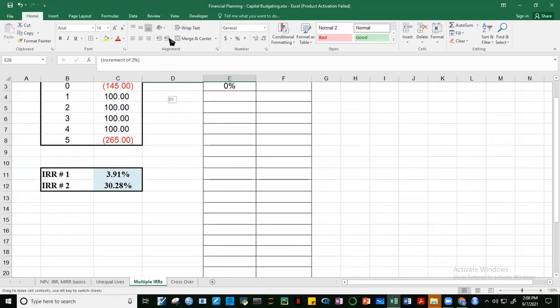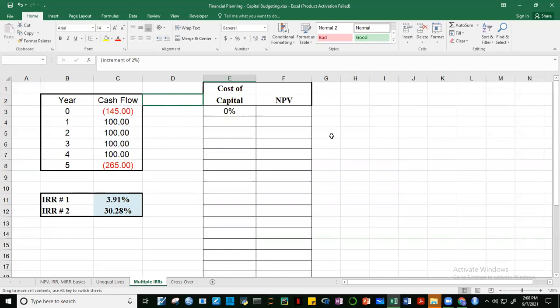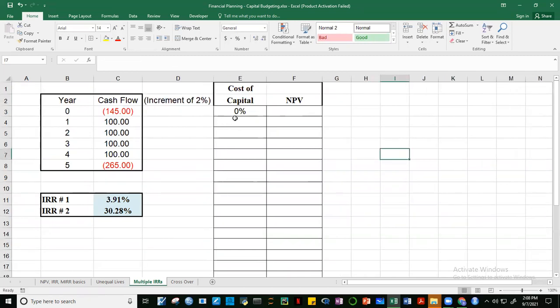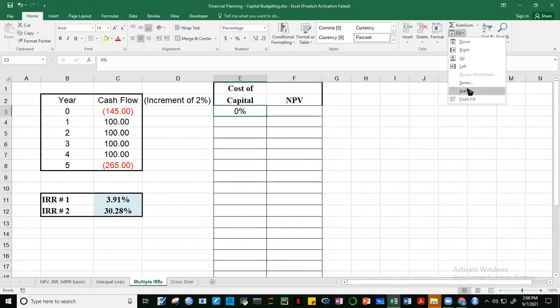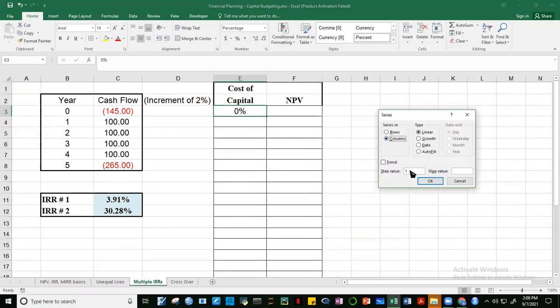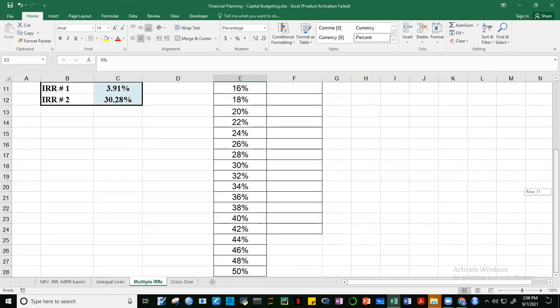So ito ilagay lang natin dito, no? Let's put our increment 2% here. Kasi maglalagay tayo dito ng ano. Let's now create a series of numbers from 0%, increments of 2%, pababa hanggang 50% natin ilagay, no? So that will be home, fill, series, okay, in columns, step value natin 2% hanggang 50%. Okay? Okay. So this is now hanggang 50%, no?